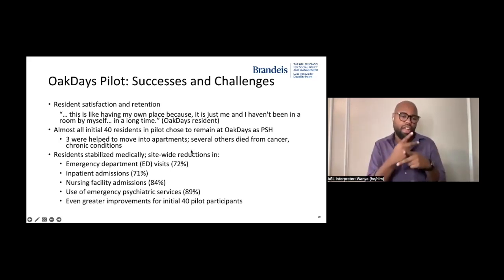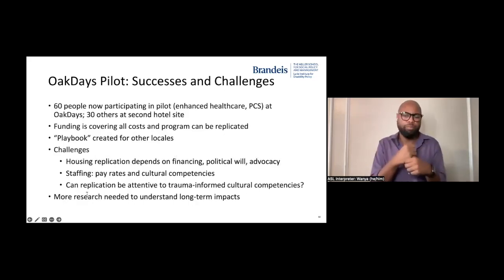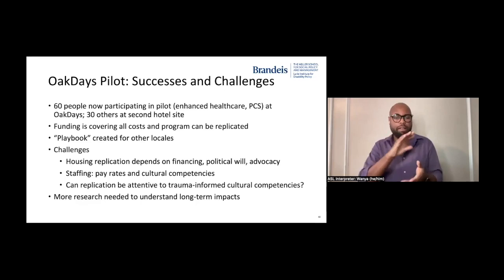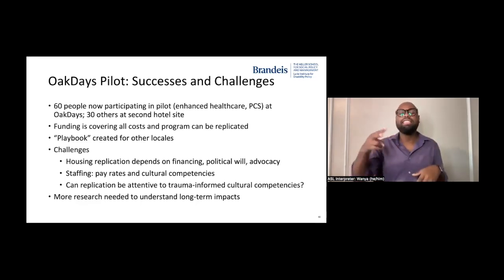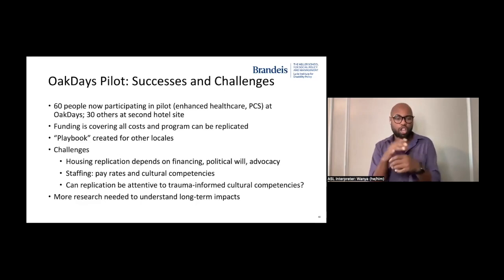So just summing up the pilot's challenges and successes. 60 people are now participating in the pilot. This is since we concluded our interviews with the staff and the residents. 30 others are also receiving the same level of supports and services at a second hotel site. Currently, Medicaid funding is covering all the costs, and theoretically, the program can be replicated. The leaders have created a playbook for other locales that want to adopt the model, and San Francisco, for example, has expressed interest.